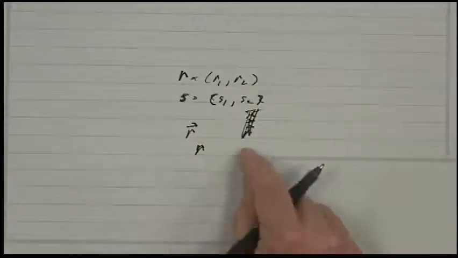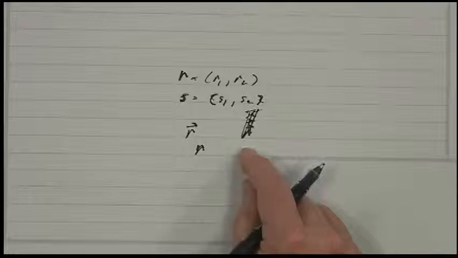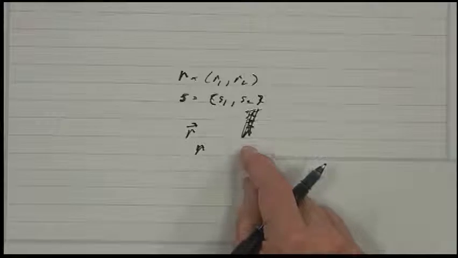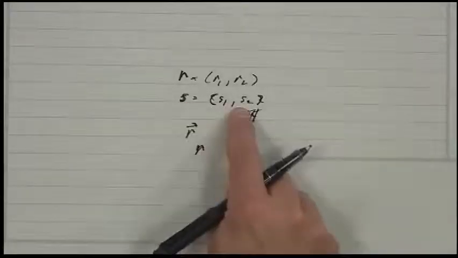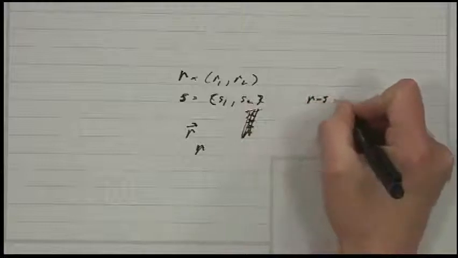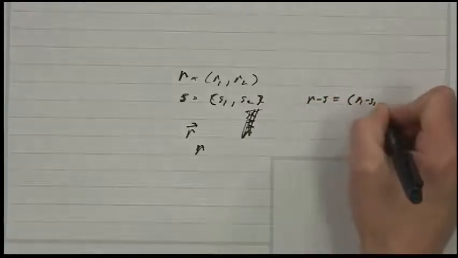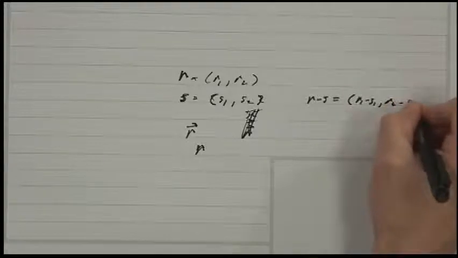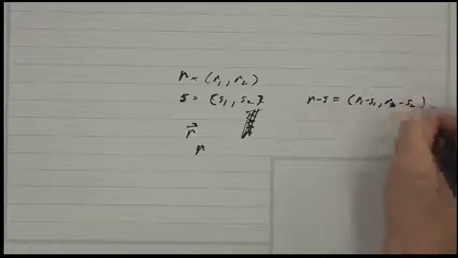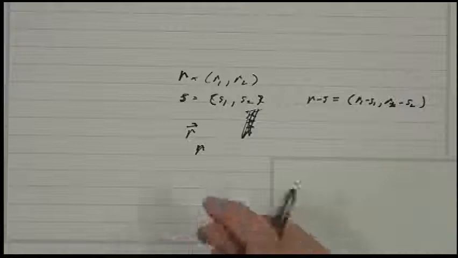So you need to keep track. S here is a vector. So if I take R minus S, that's equal to R1 minus S1, comma R2 minus S2, like that.